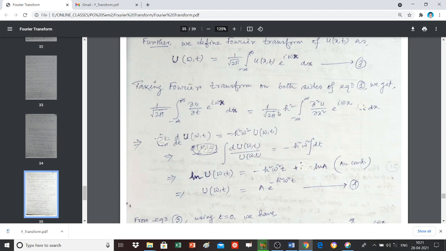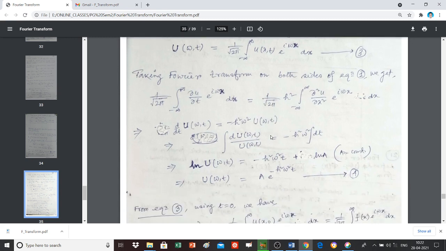And from here you can see that this is the Fourier transform of the second order derivative of u with respect to x. And you have already known that the Fourier transform of this term will give you (−iω)² u(ω, t). For the second order derivative, (−iω) whole square, then u(ω, t). So i² means minus 1, so −h²ω² u(ω, t).